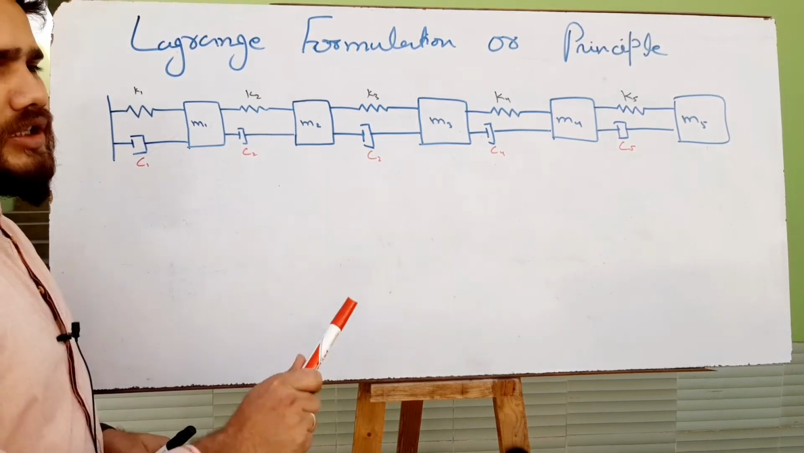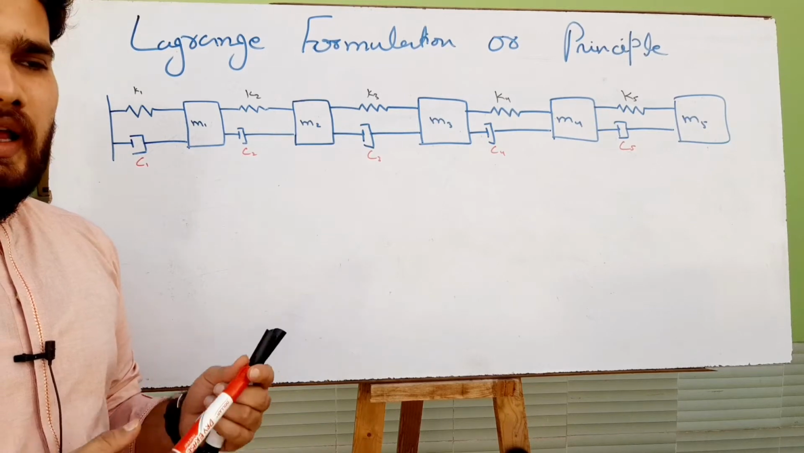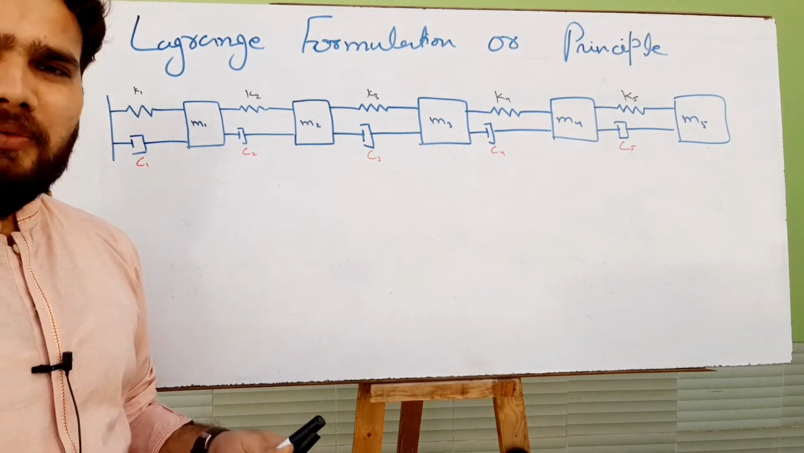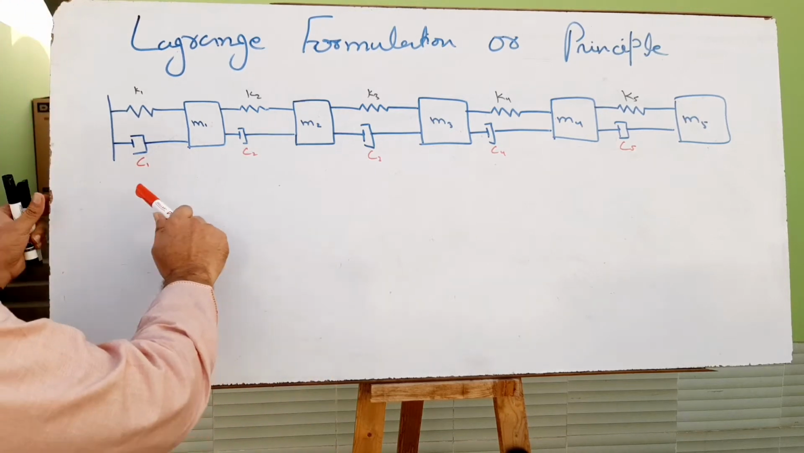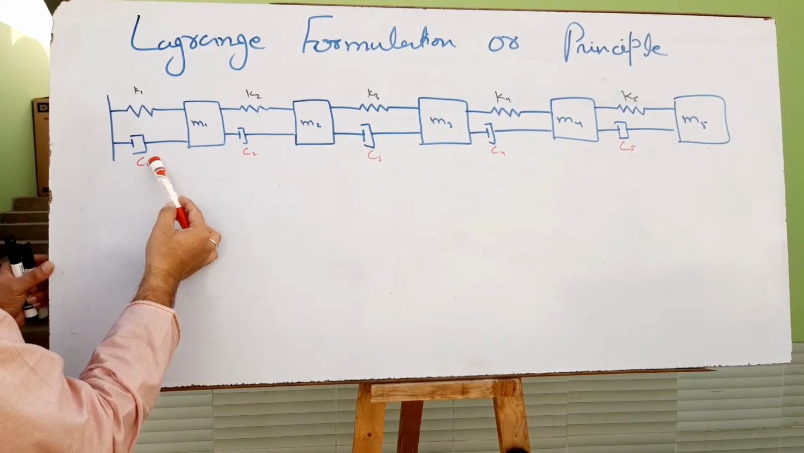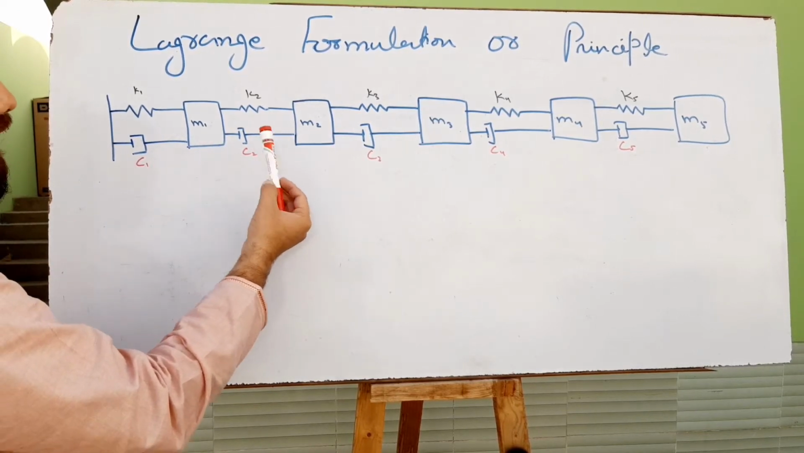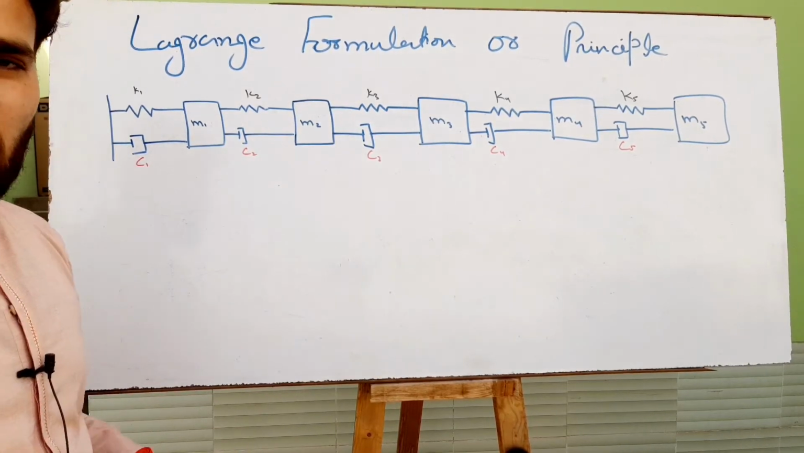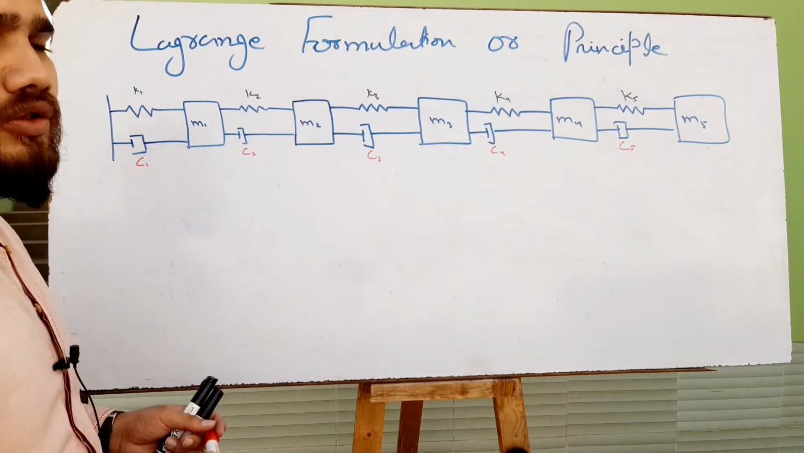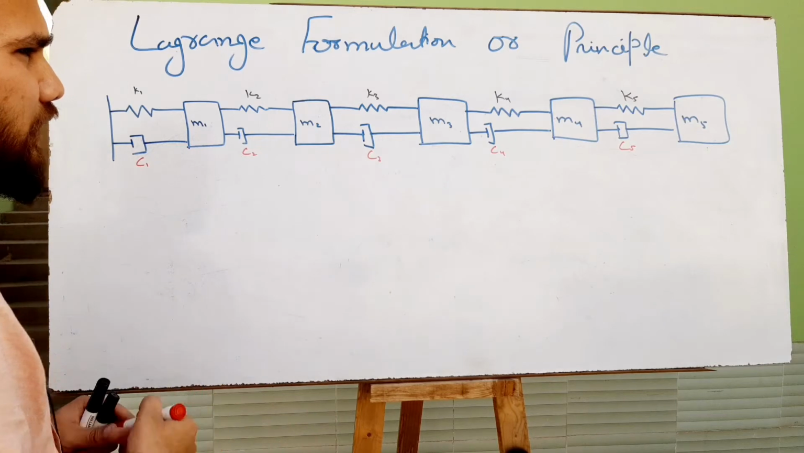This Lagrange formulation or principle is very useful. In this method we can convert the physical problem into a mathematical problem. So this is a physical model. Here these are springs, damping forces or dampers, and these are masses. This is a 5 degree of freedom model. Now we want to convert this model into a mathematical model.